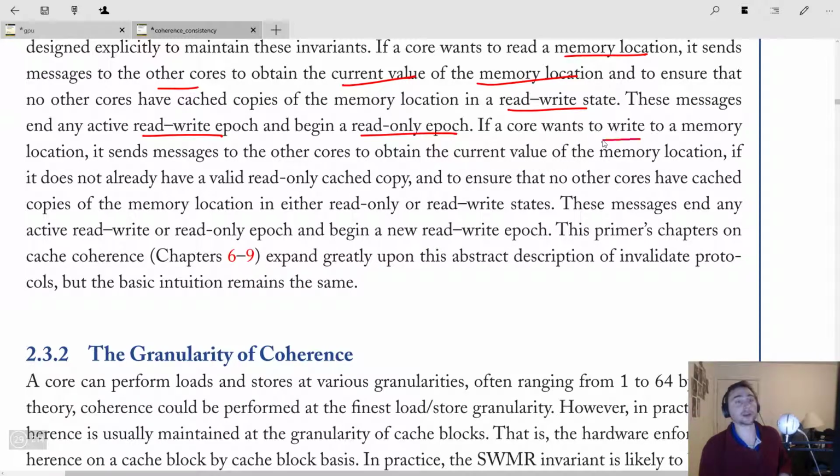So if a core wants to write a memory location, it has to send messages to other cores to get the latest value. So similarly, we need to make sure that if somebody else is a writer, we get the more recent value. And we need to make sure, kind of like with the token example, we need to take their tokens away. And we need to collect the tokens from everybody, though. So we need to talk to everybody and make sure that all the read-write people know, hey, I'm taking your tokens now. I'm going to be the only person with read-write permission. And so you can't even have read-only permission. So these messages end any active read-write or read-only epoch.